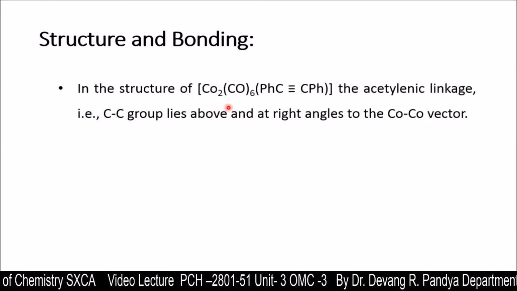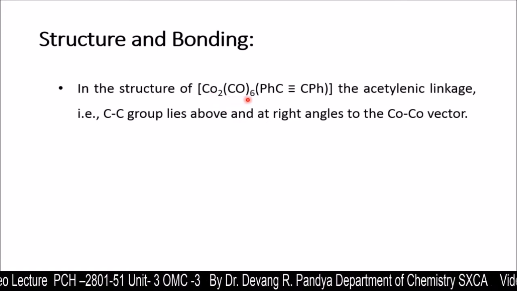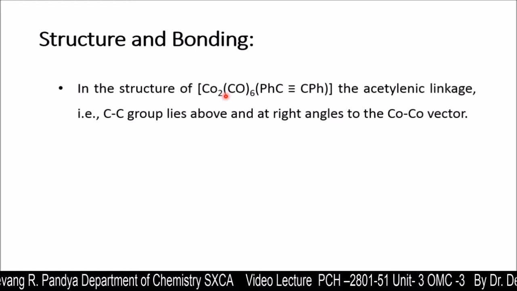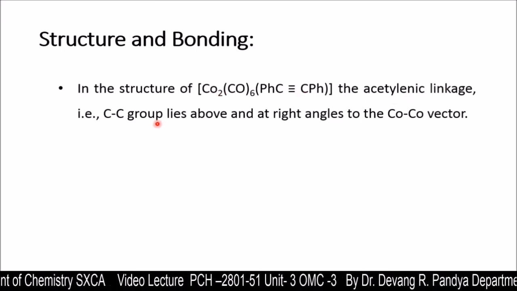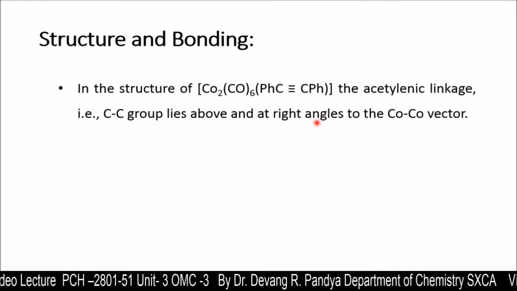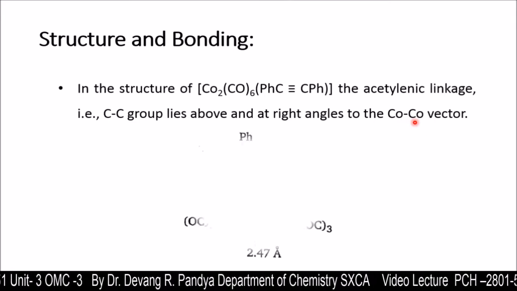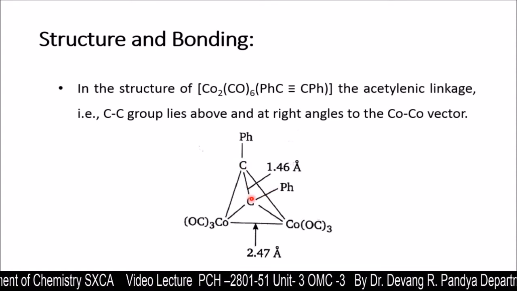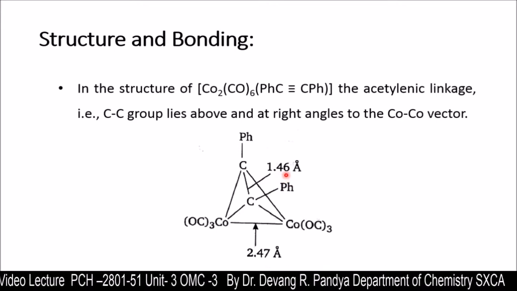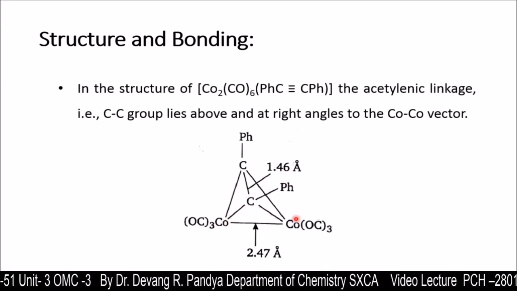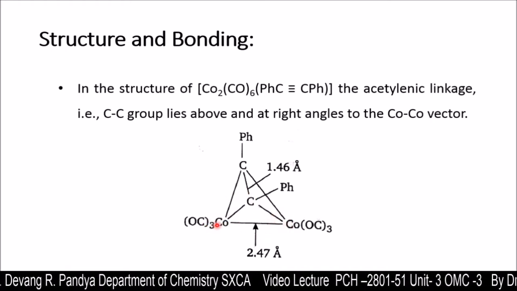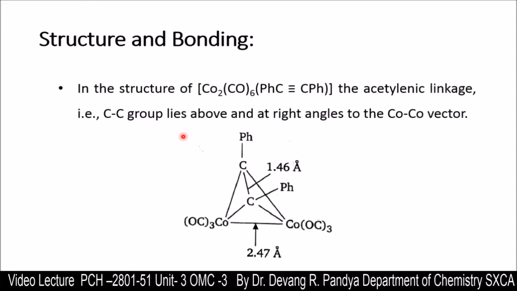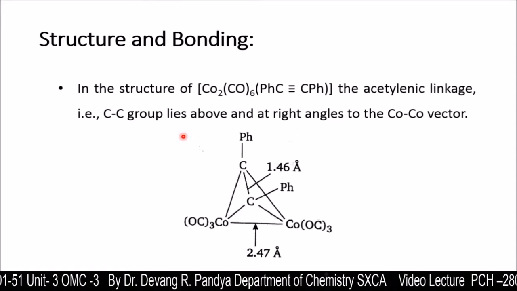Now in the structure of the bimetallic complex, that is Co2(CO)6(PhC≡CPh), diphenylacetylene with hexacarbonyl dicobalt complex, the acetylenic linkage CC group lies above and at right angles to the cobalt-cobalt vector. Here is the cobalt vector, and above that we're going to get this acetylenic group, and the carbon-carbon bond length is even lengthened to 1.46 angstrom, and it acts as a bridging ligand to the bimetallic complex. And the cobalt-cobalt bond length is 2.47 angstrom, found over here, and this is an example of a bridging acetylenic metal complex, a bimetallic complex.